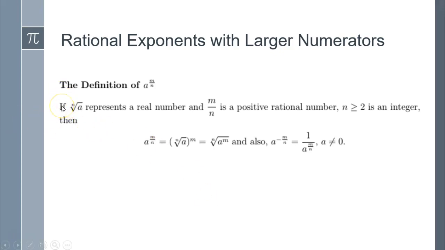Well, if the nth root of a is a real number, in other words, if a is negative and n is odd, or n is even and a is positive, if that exists, then we can take this m over n exponent and rewrite it as the nth root of a, all raised to the m. So you take the nth root of a first, then raise it to the m, which is equivalent to raising a to the m and then taking the nth root. And the same rules apply for the negative exponent case. A to the negative m over n is 1 divided by a to the m over n, and then you do just what you did over here.